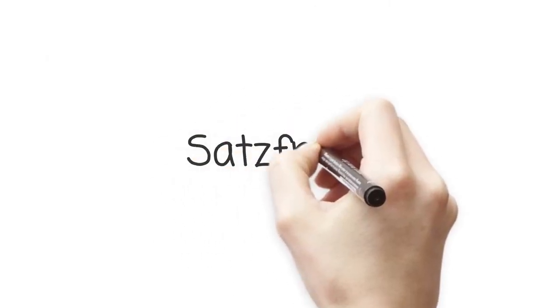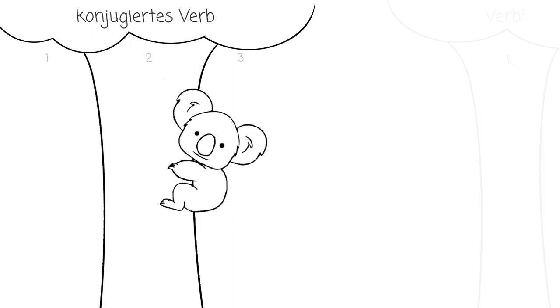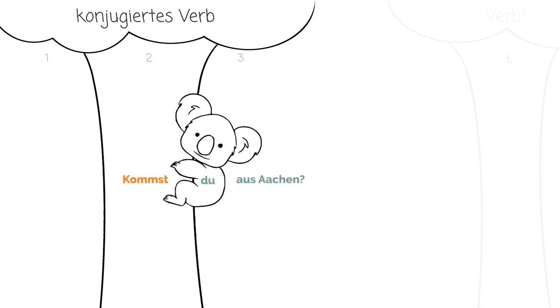A Satzfrage is also called yes or no question, because it just requires you to answer yes or no. Kommst du aus Aachen? This type of question starts with a verb. This means we are leaving the first spot empty, then the verb, and our koala hangs on the right side of the tree.